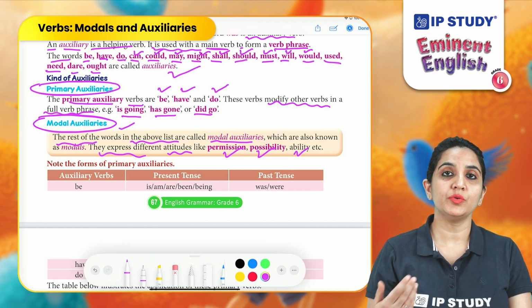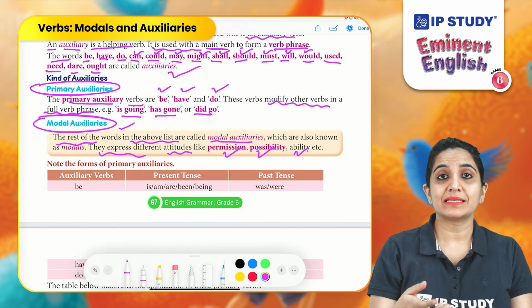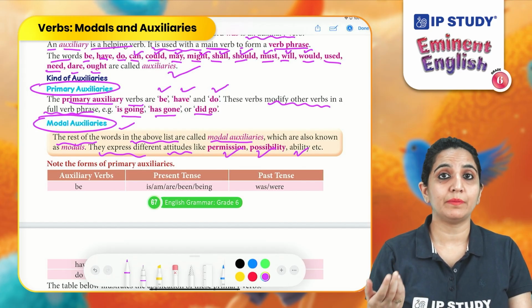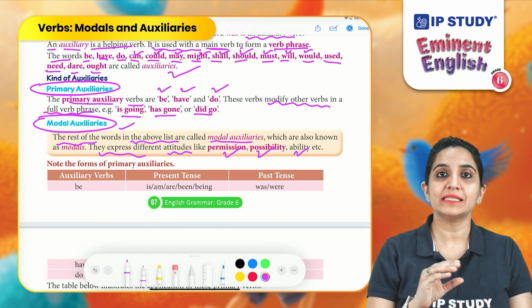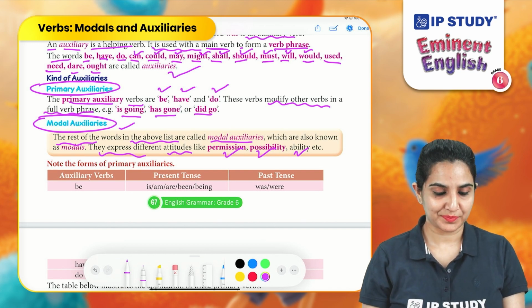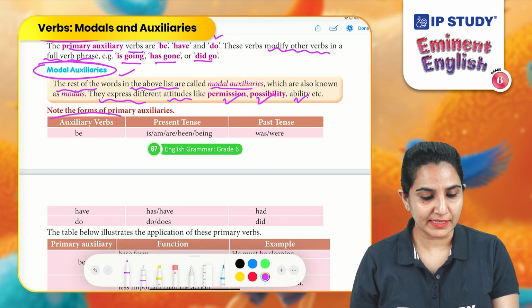So by using the modal auxiliaries, we know if the subject has the capability to do something, has the ability to do something, or is seeking permission. So it tells us the mood of the sentence. Let us understand all of these in detail.